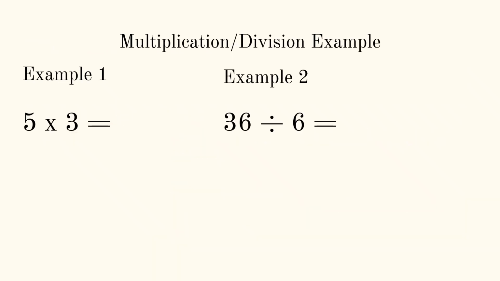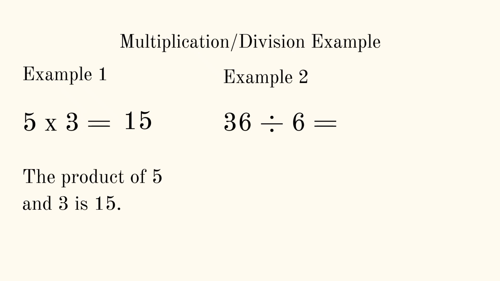Alright guys, let's go ahead and practice. Example 1. 5 times 3 equals. If we notice, the 5 and the 3 are both positive, and a positive times a positive is a positive. 5 times 3 equals 15. Now, the way to write this as a verbal expression, we are going to say the product of 5 and 3 is 15.